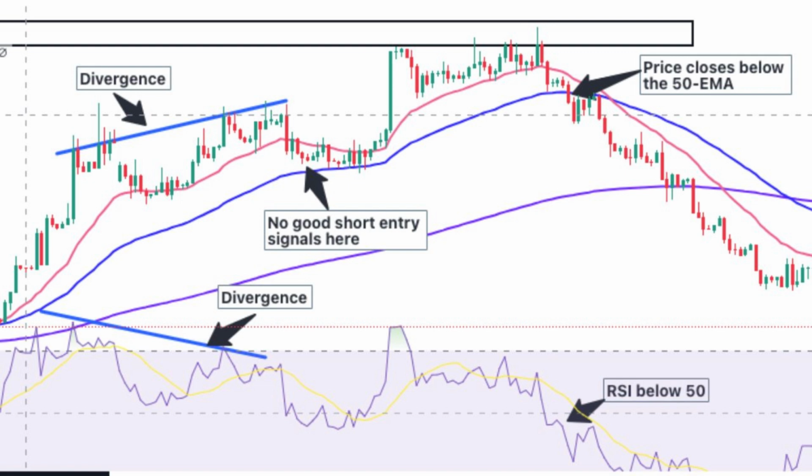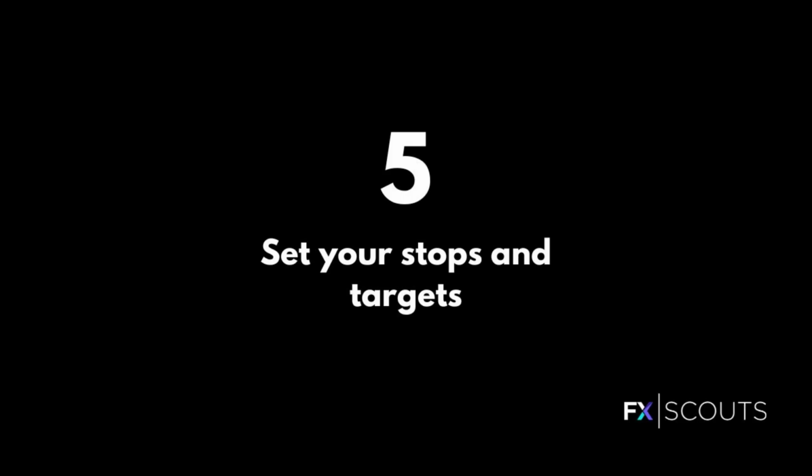So I often put moving averages on my charts. I put on the 50, the 20, and the 200 period EMAs. And I don't enter the trade until price closes below my 50 EMA and closes below the 50 line on the RSI. Number 5, of course, is setting your stops and your targets.